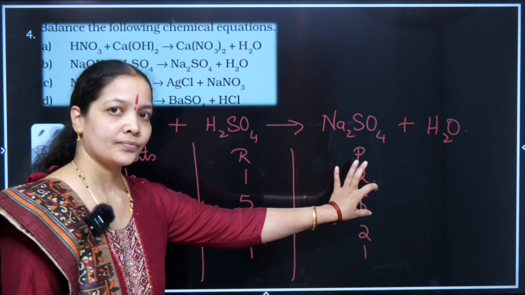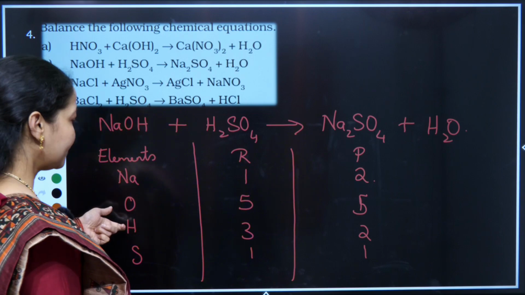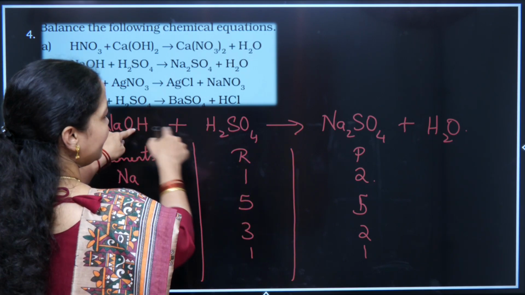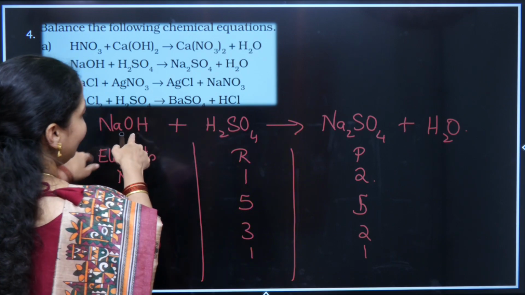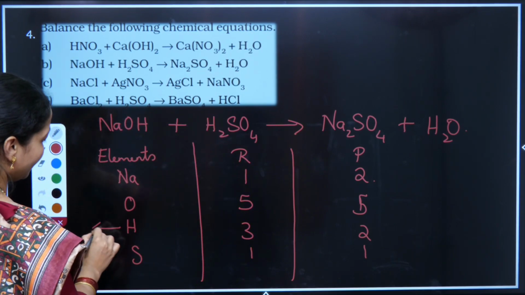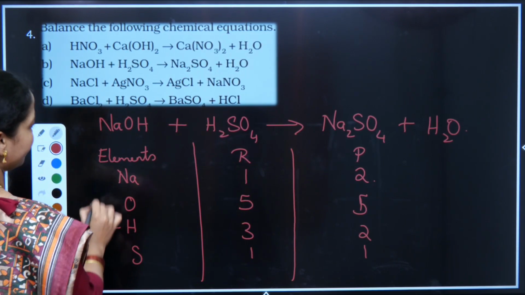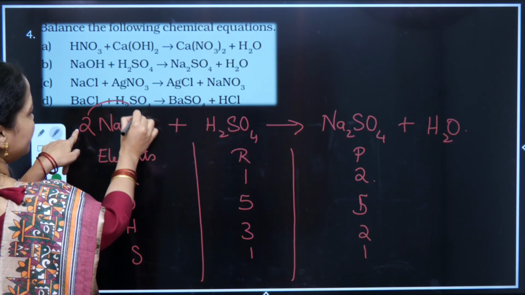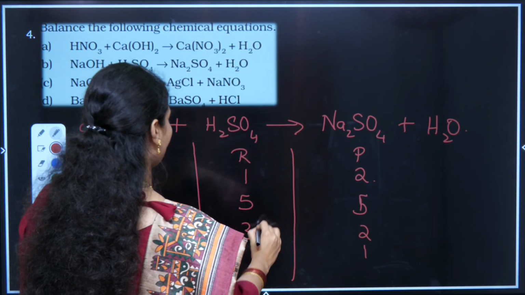oxygen is balanced. So I'll strike with hydrogen again. When I see hydrogen, it's 3, which means an odd number here and an even number here. So I'll make this the next even number. I'll first strike on hydrogen. I'll write a 2 here. So the count of hydrogen is turning to 2 plus 2, that is 4.